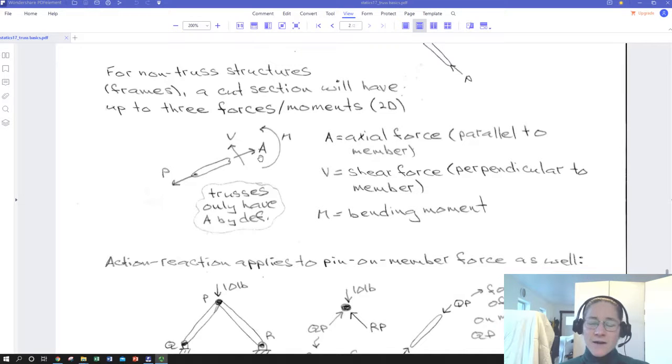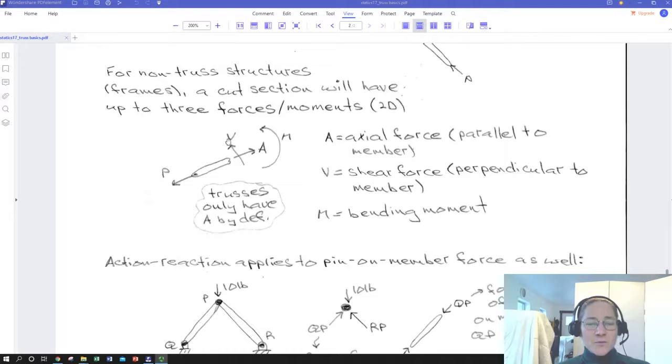We would only have force A if this member had come out of a truss. But if it came out of something that was not a truss, and therefore this hadn't been a two-force member, we'd have to have two other forces or moments coming from the other part that we cut it away from. We would have to have another force at right angles to our normal force A, and normal meaning normal to the cut surface. A also means axial force.